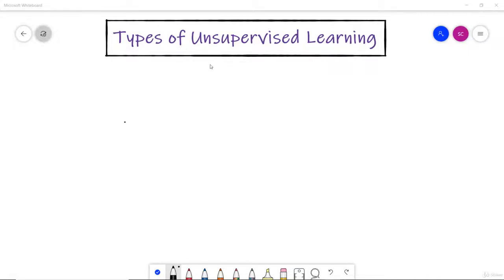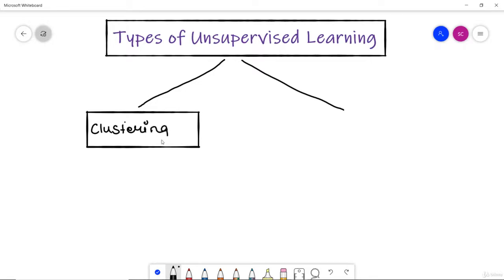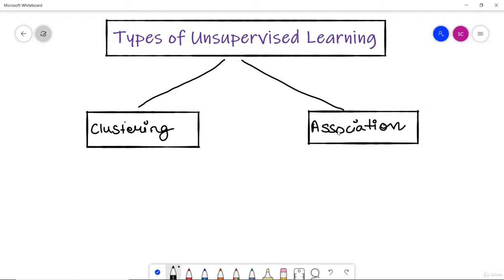Now we are going to discuss the types of unsupervised learning. Unsupervised learning has been majorly classified into two types, and the first is clustering and the second type is association. These are the two types into which unsupervised learning is classified.